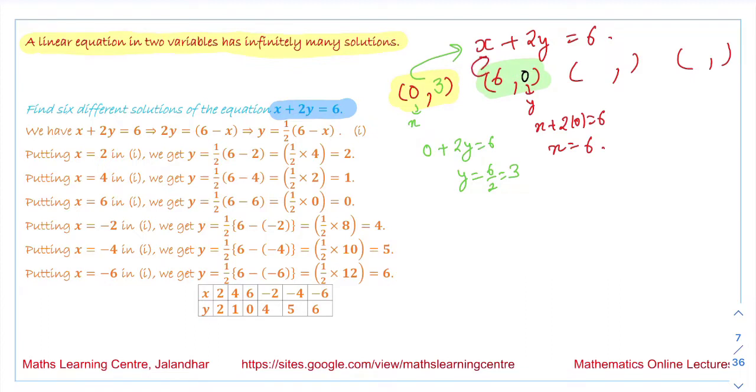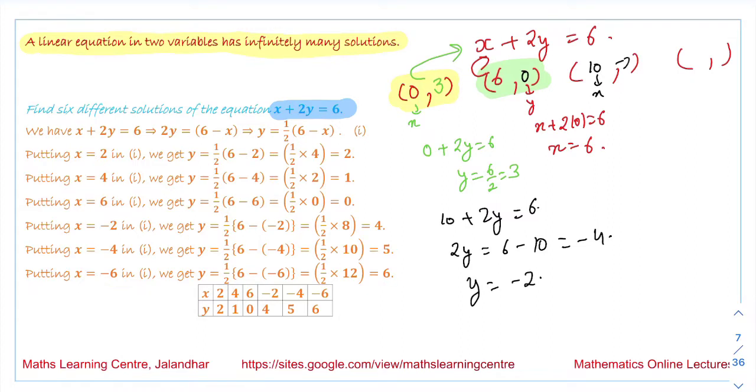Similarly, you fix any value over here. Suppose I am fixing the value of x as 10. What will I get? I am writing x as 10. So I will get 10 plus 2y is equal to 6. Subtract 10 from both sides. We get 2y is equal to 6 minus 10, which is minus 4. So the value of y I will get is minus 2. So I can substitute any value of x over here, and corresponding to that I will get the value of y. So likewise you can put different values.